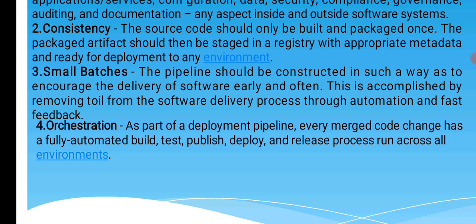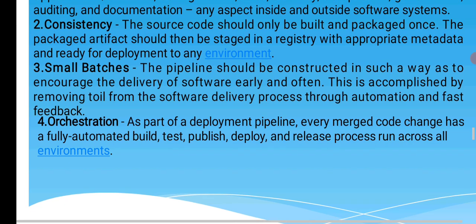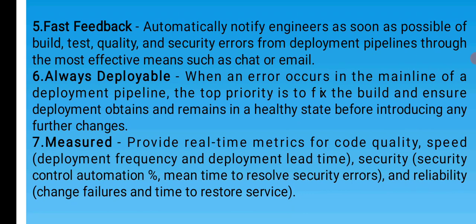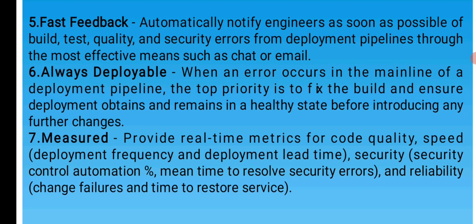Then automation. As a part of a deployment pipeline, every merged code change has a fully automated build, test, publish, deploy, and release process run across all the environments. Then fast feedback: automatically notify engineers as soon as possible of build, test, quality, and security errors from deployment pipelines through the most effective means, such as pager or chat or email.